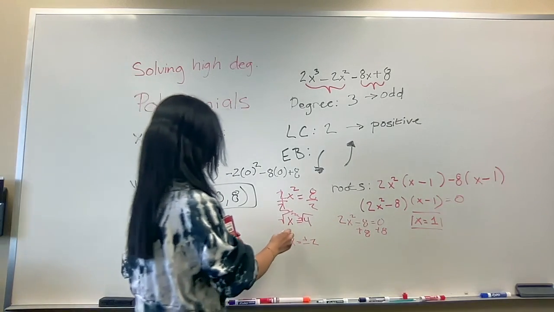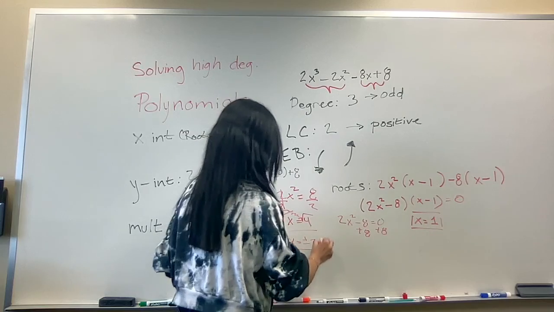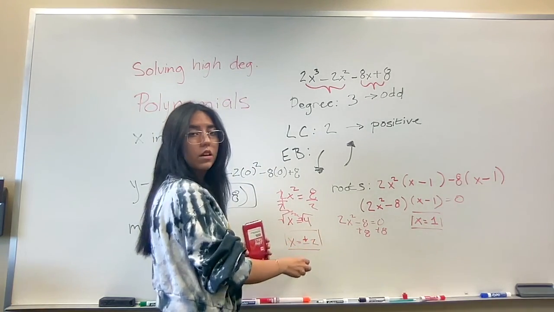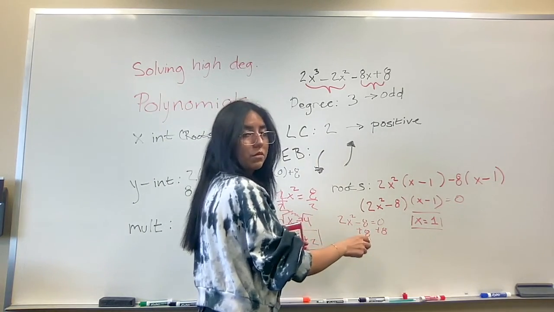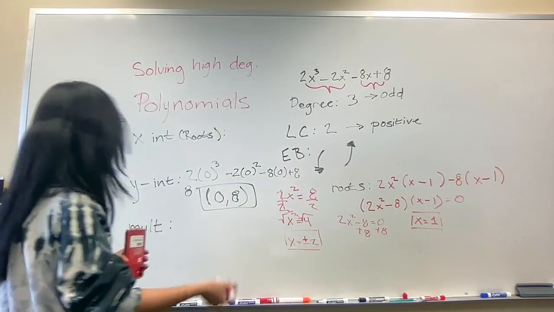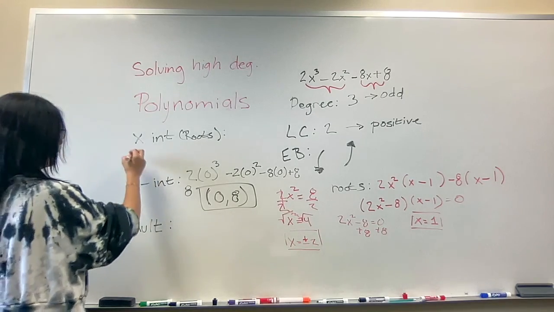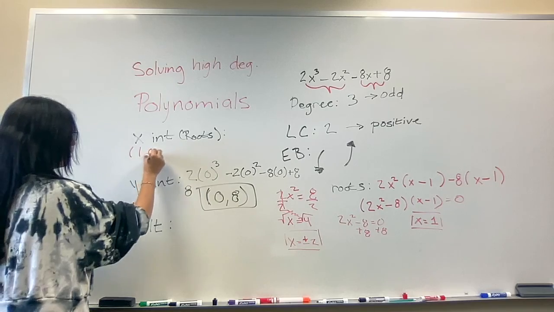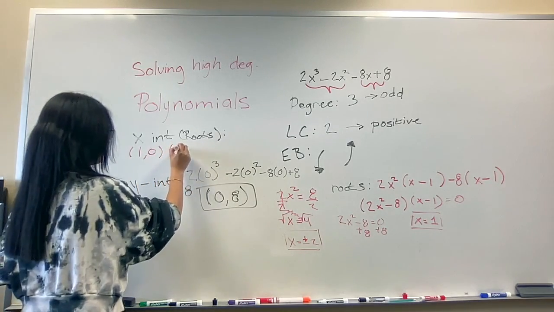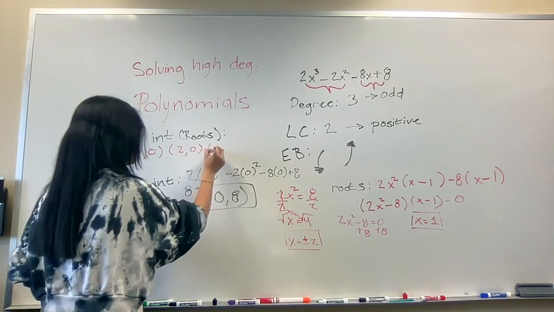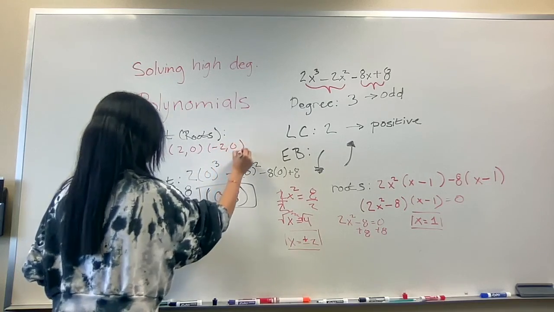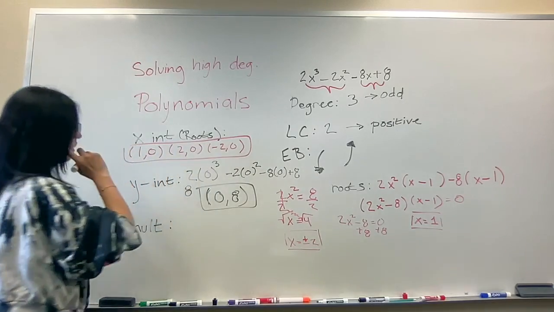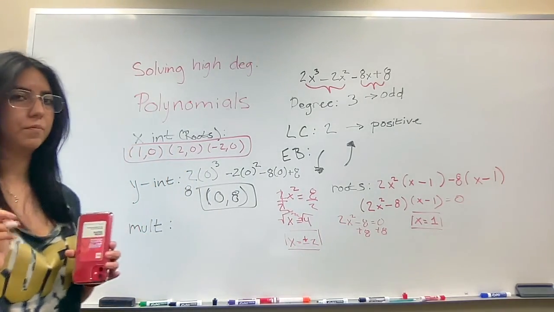Now that we have 3 roots, remember that we have both a positive 2 and a negative 2. That equals 3 different x-intercepts or roots. So let's write it here. So we have x: 1, 0; 2, 0; negative 2, 0. Here it is. Those are our roots.